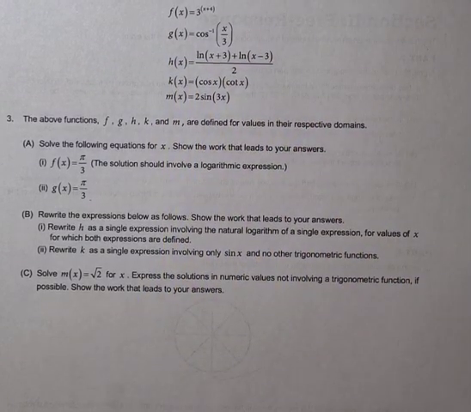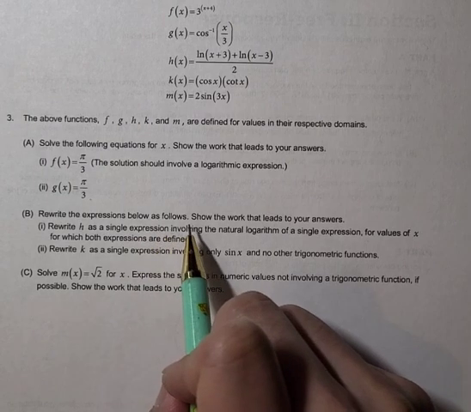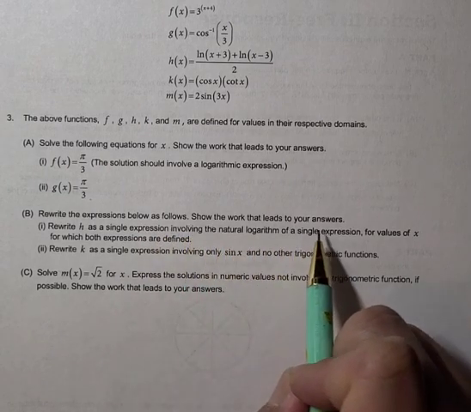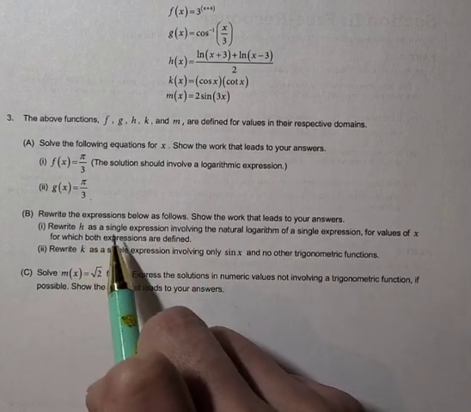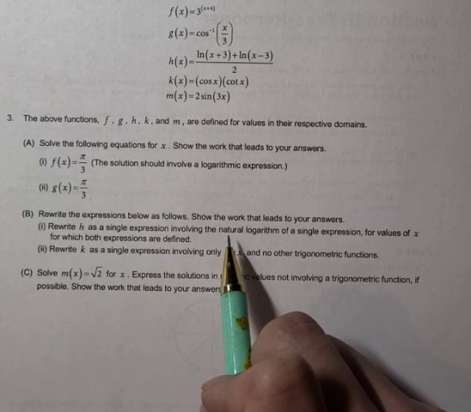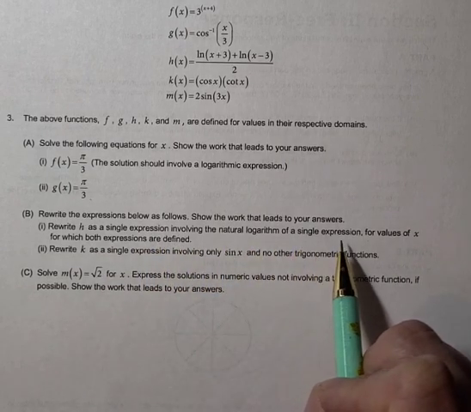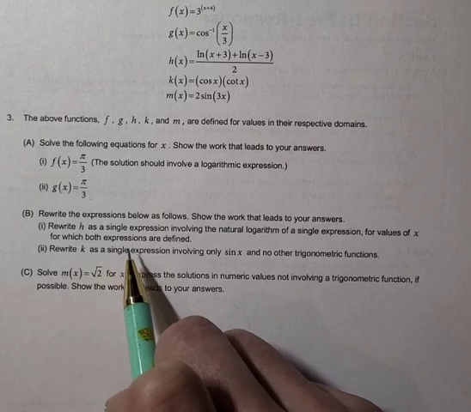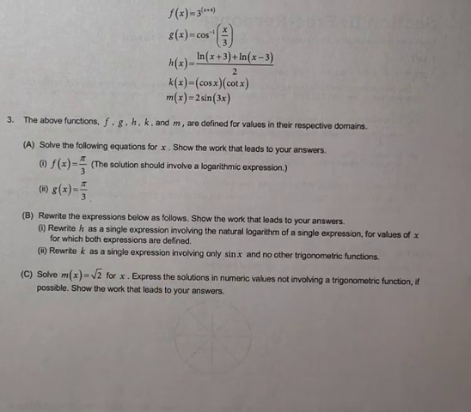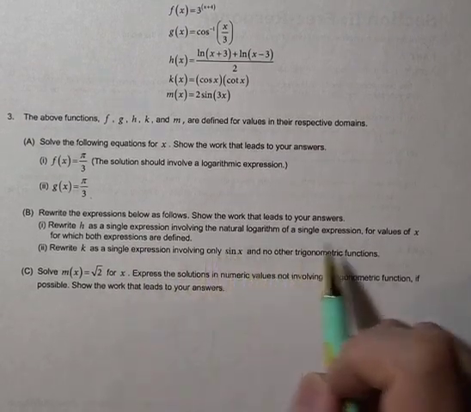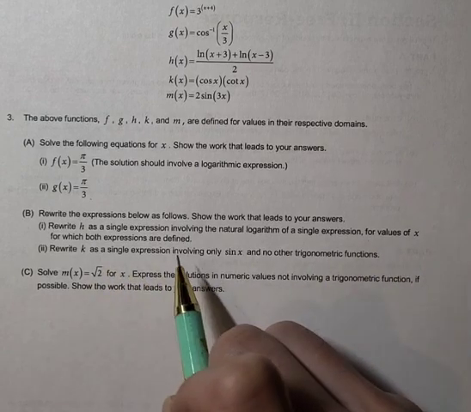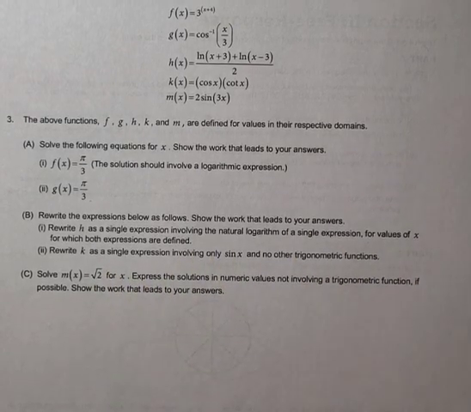Next, it says to rewrite the expressions below as follows. Show the work that leads to your answers. We write h as a single expression involving the natural log of a single expression for values of x for which both expressions are defined. Okay, so basically this, for values of x and so on, is saying just state the domain probably.